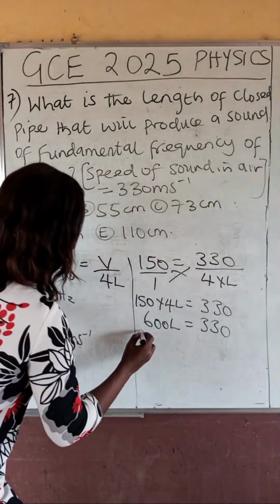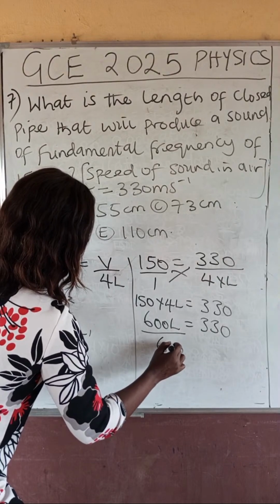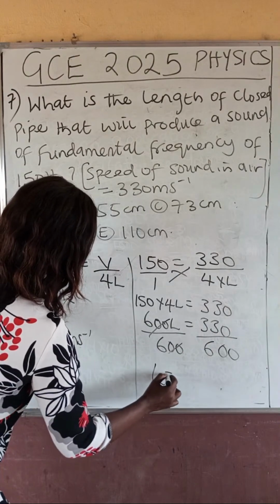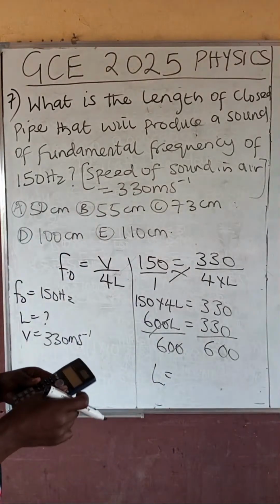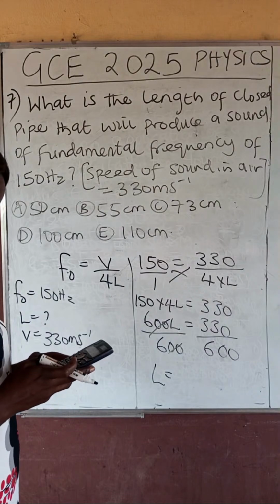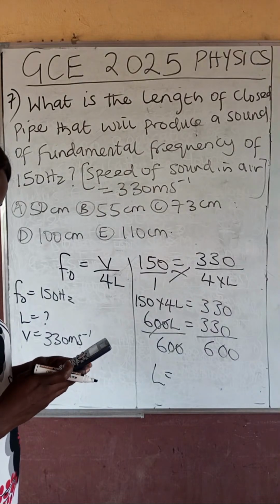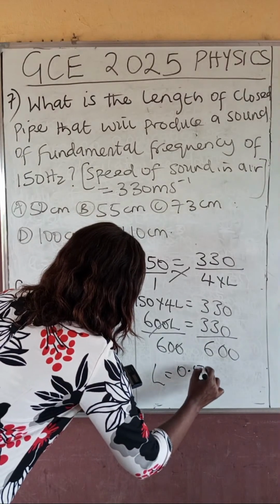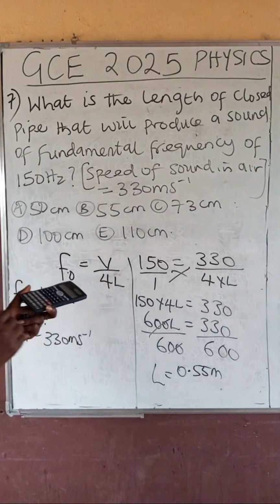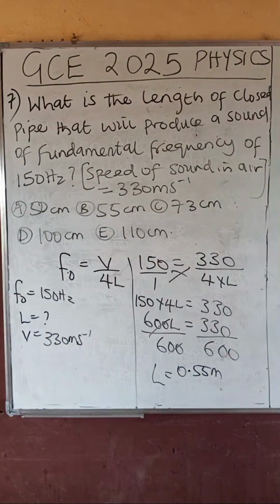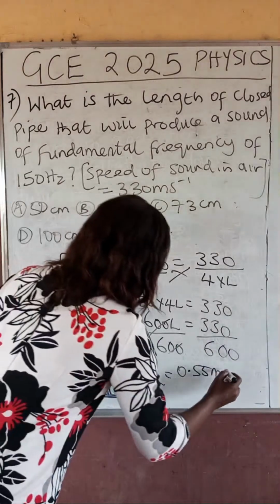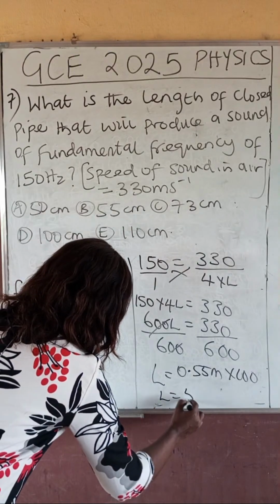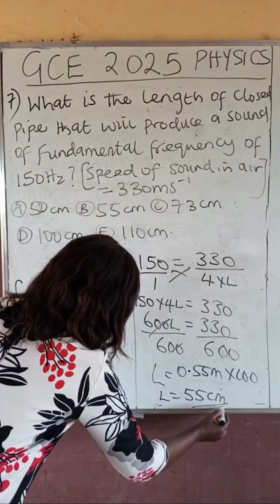Then I'll divide both sides by 600. This cancels this. So my L is 330 divided by 600. I will have 0.55 meters, right? Since it is in meters and I want it in centimeters, I'm simply going to multiply by 100, and my answer for L is equal to 55 centimeters.